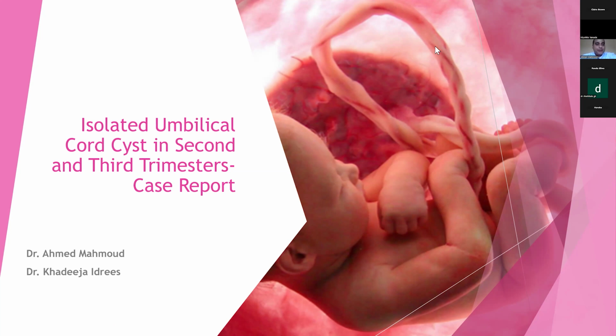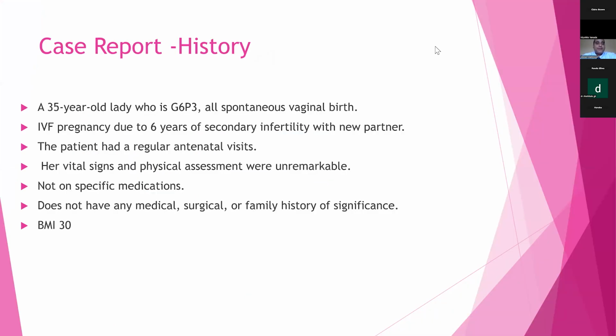So I would like to present a case report of isolated umbilical cord cyst in the second and third trimester. About the history of this patient, this is a 35-year-old lady who is gravida 6 para 3, all spontaneous vaginal births, and this was an IVF pregnancy due to secondary infertility, with a new partner. The patient had regular antenatal visits, and her vital signs and physical assessment were unremarkable. She was not on any medication and doesn't have any medical, surgical, or family history of significance.